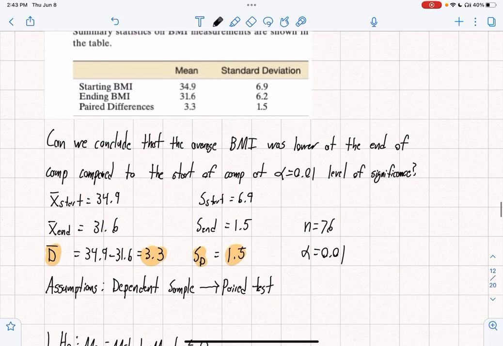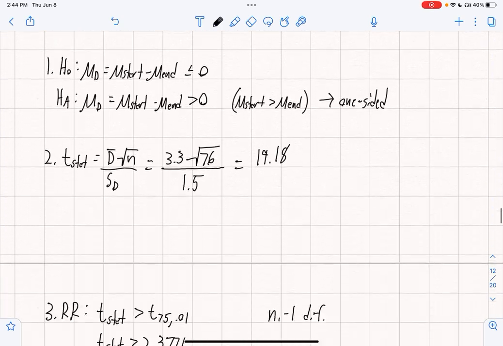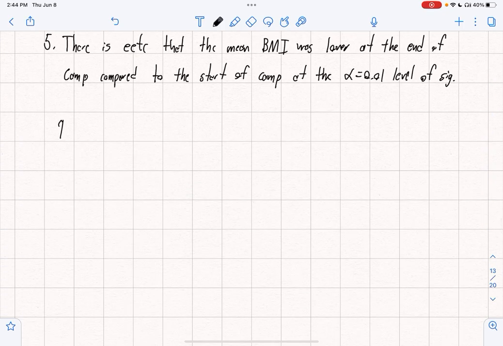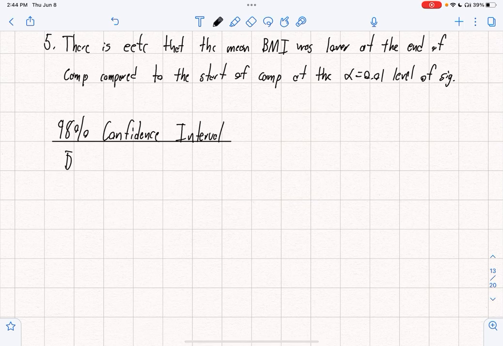Okay, and then let's go ahead and do a confidence interval to practice. So let's do a 98% confidence interval. So this is D bar plus or minus t with 75 degrees of freedom and alpha over 2, so 0.01. Here alpha is 0.02 because we're doing a 98% confidence interval, times the standard deviation over square root of N.